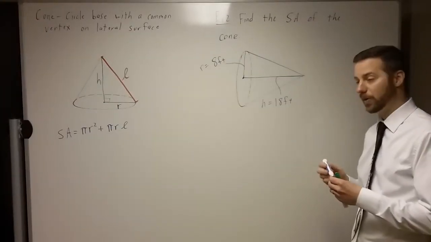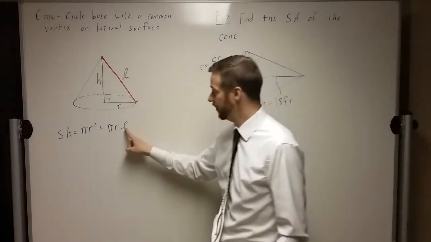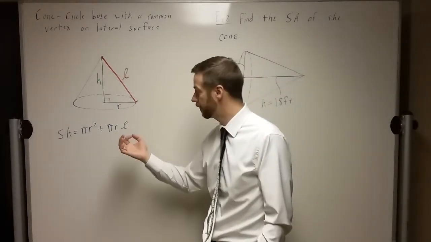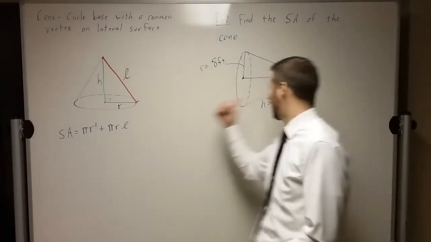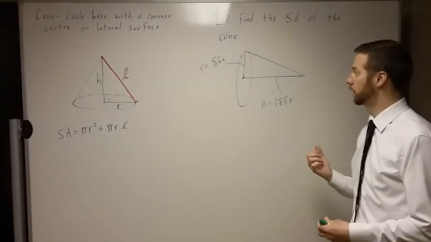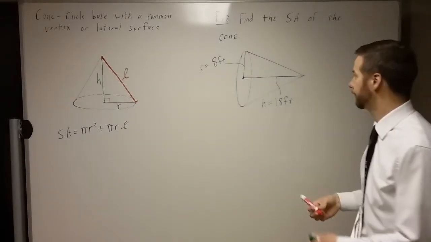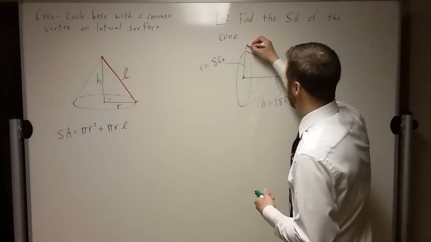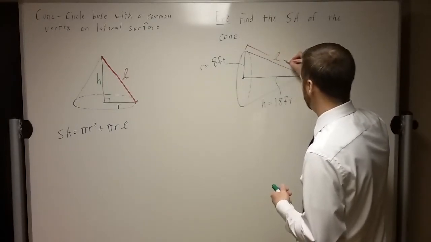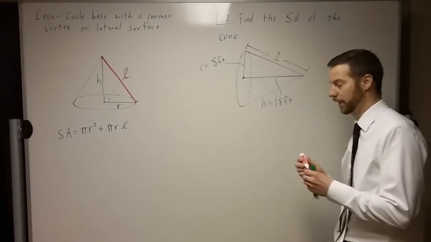Now the part that we don't have here that we need: do you notice h is nowhere in this equation? But L is, and L is unknown at this point. So we're going to have to figure that out. L is this slant height right here, so we're going to have to figure out what that length is.